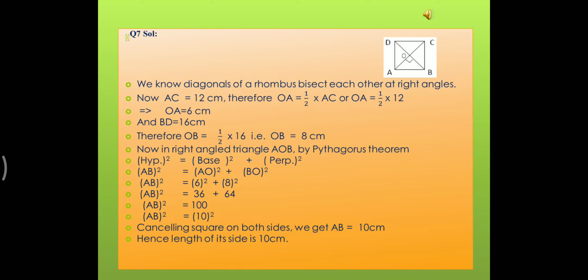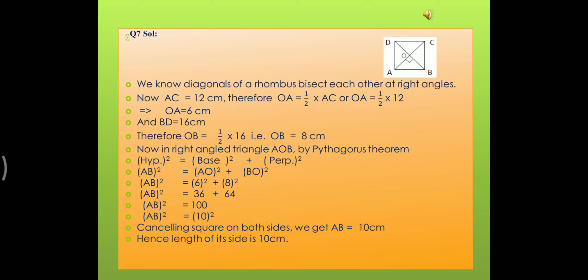Now AC is given 12 centimeter. Therefore, after focusing on the figure, we find that OA is half of it, or OA is half of 12. That implies OA is equal to 6 centimeter. The length of another diagonal BD is equal to 16 centimeter. Therefore, OB is half of it, or OB is half of 16, that is OB is equal to 8 centimeter.